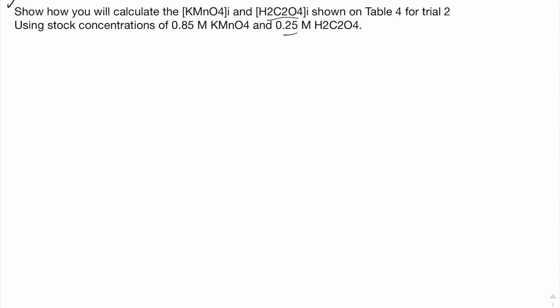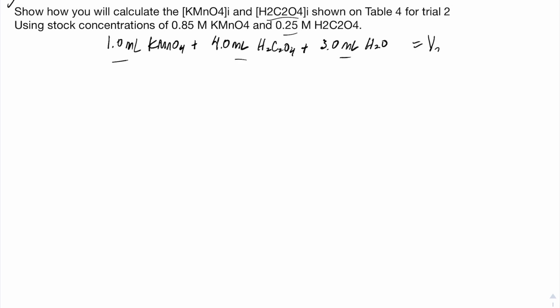So if you flip your manual over to this table, table 4, trial 2, you'll see that we have 1.0 milliliters of potassium permanganate that is mixed with 4.0 milliliters of oxalic acid, and we mix that with 3 milliliters of water. So 1 plus 4 plus 3 is 8 milliliters total. This is the final volume of your solution.